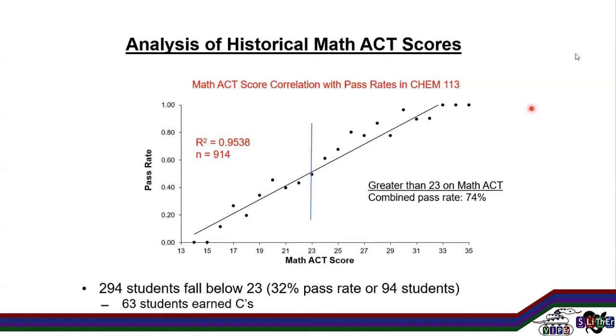So what we were looking for was a very simple metric that would identify students that may be unsuccessful in general chemistry. And we looked at lots of things, but what it came down to was the math ACT score for us. And we looked at the pass rates versus the math ACT score, and we had a pretty good linear correlation with that. No surprise to anybody here.